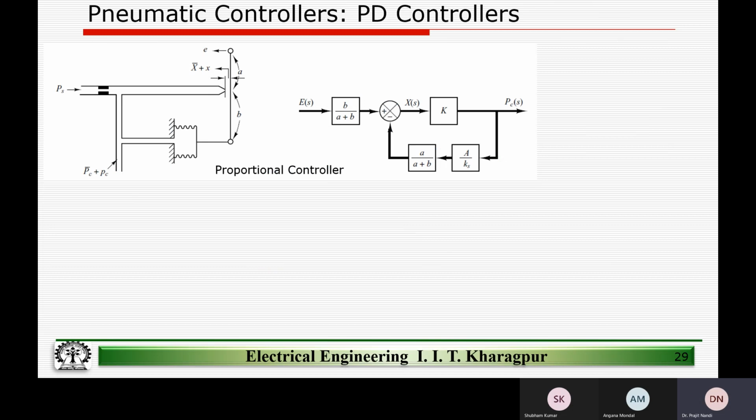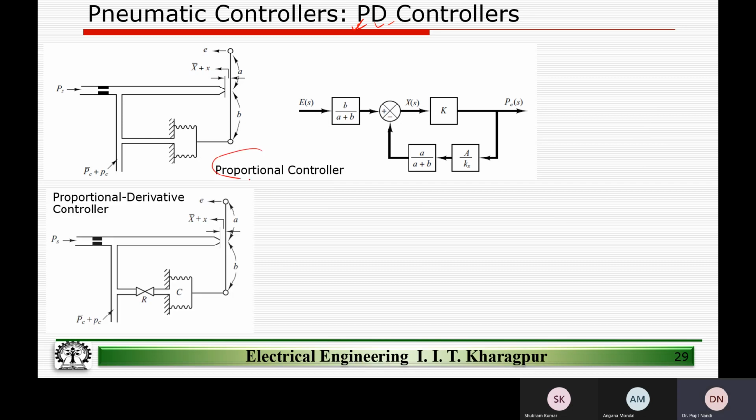So now let's look at pneumatic controllers and PD type. So which means proportional and differential, right? So here, if you see, we have, so this is, I think, a typo.